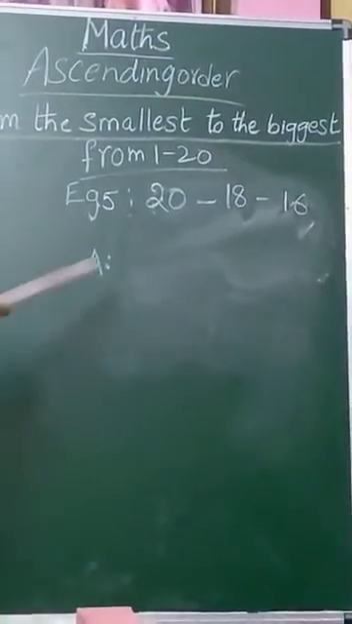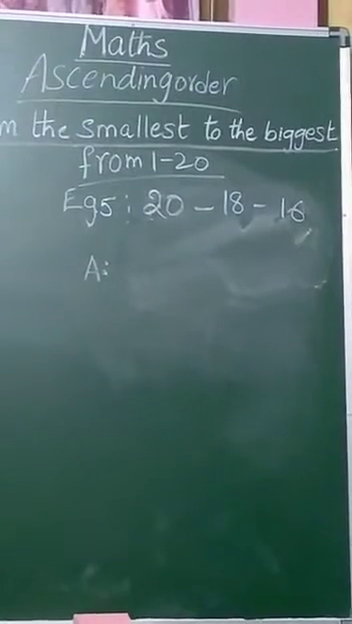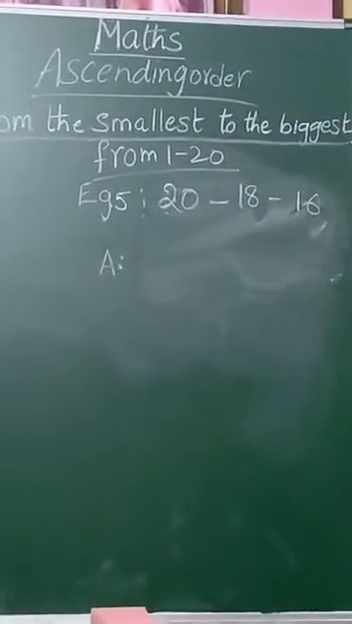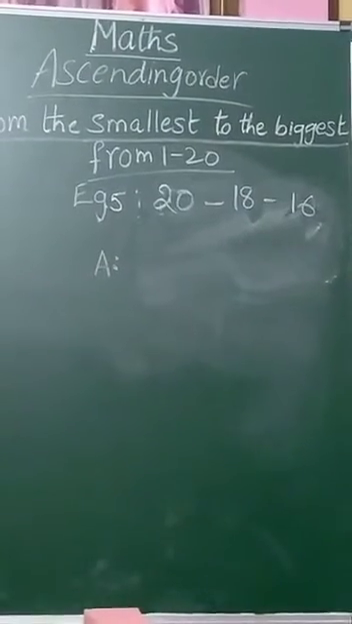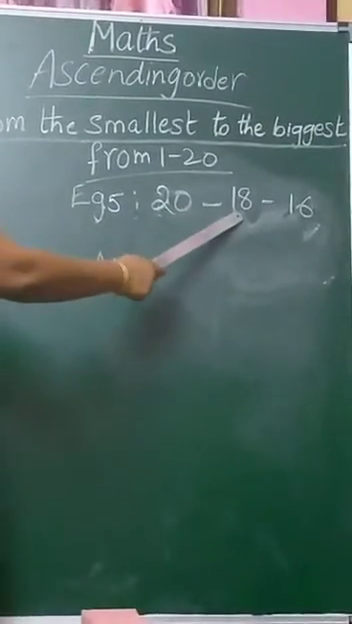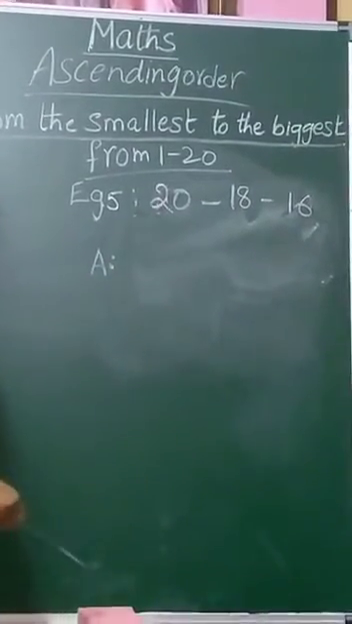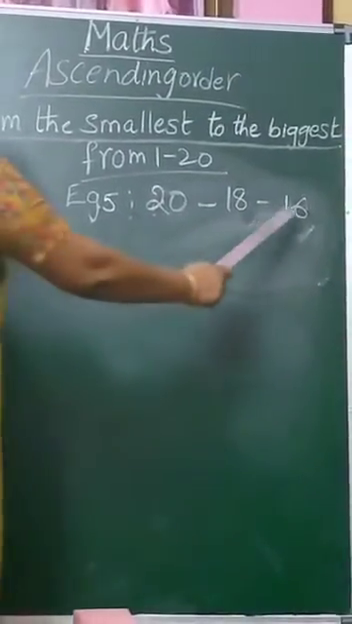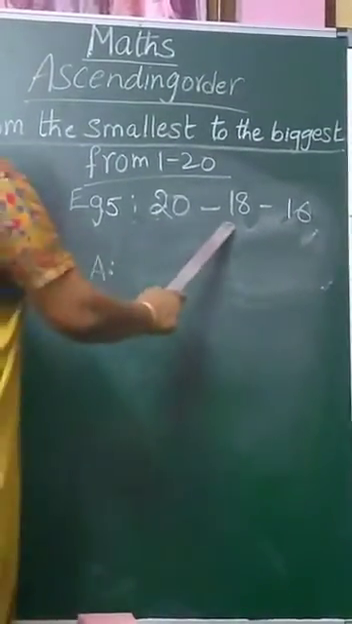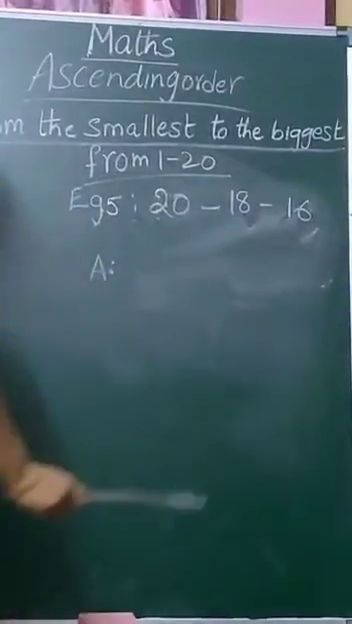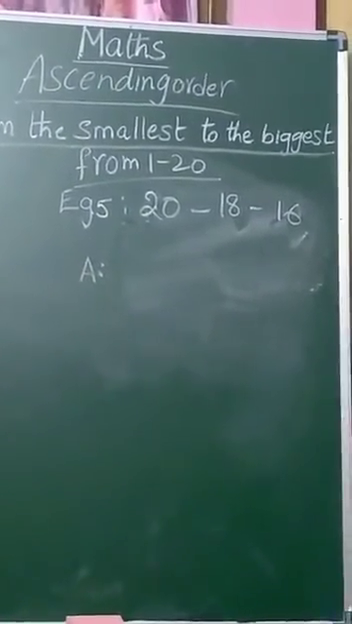Okay children, here 20, 18, 16. Out of these three numbers, which is the smallest one? Which is the smallest one? 18 is the smallest one. No, no. 20 is the smallest one. No, no. Then? Yes, 16 is the smallest one. Why? Because out of these three numbers, 16 is the smallest number. So, shall we count the numbers from 1 to 16?